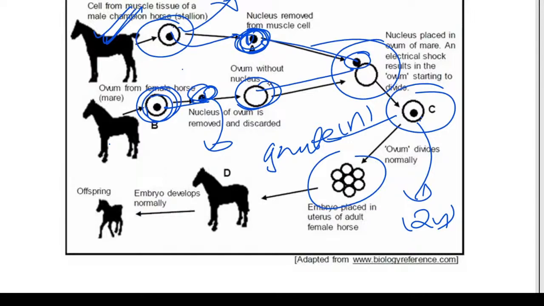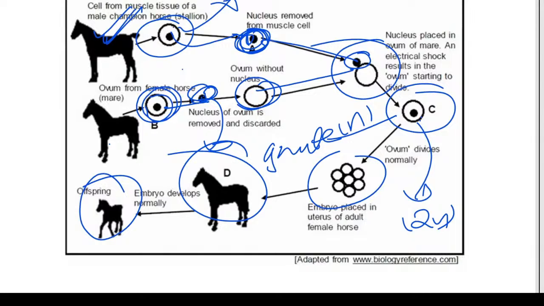And then now, in an adult horse, the embryo develops normally, and then an offspring is what is produced. So how do we call D? How do we call D?